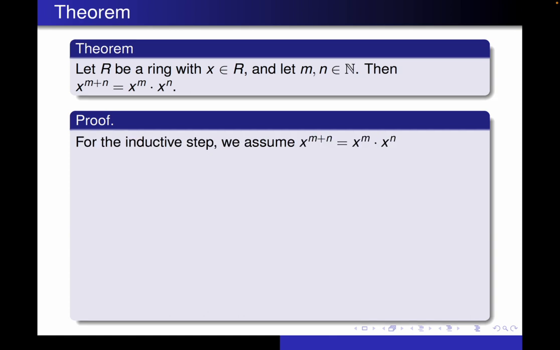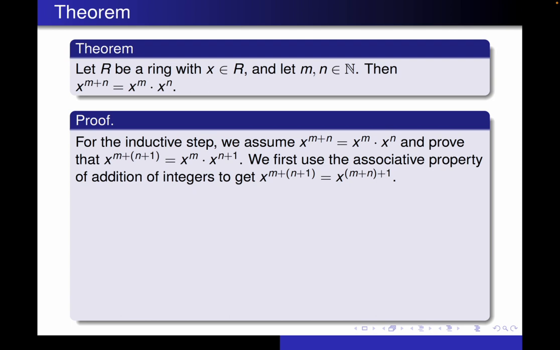For the inductive step, we're going to assume that x to the m plus n is equal to x to the m times x to the n, and we're going to prove that x to the m plus n plus 1, so we're raising n to the next step, is equal to x to the m times x to the n plus 1. Well, if you look at it, that plus 1 is just really screaming at us that we want to use that recursive definition. Because remember, the recursive definition told us what happened when we had x to a natural number and then we're adding 1. Fortunately, we have the associative property, so we can rewrite that x to the m plus n plus 1 as x to the m plus n plus 1.